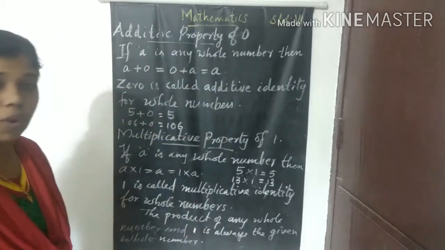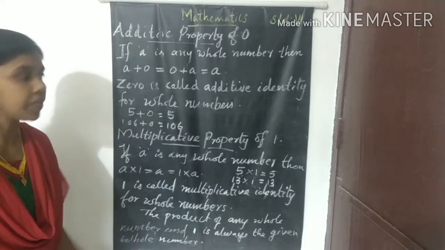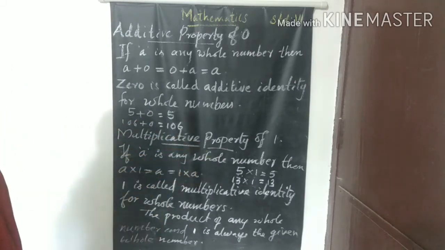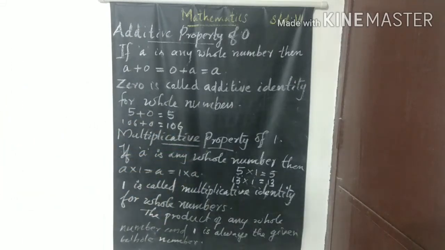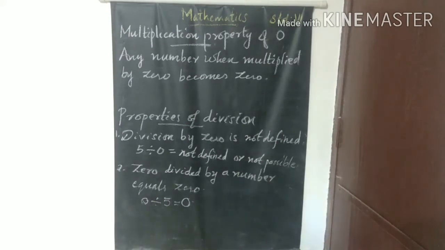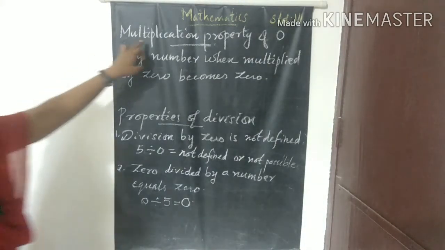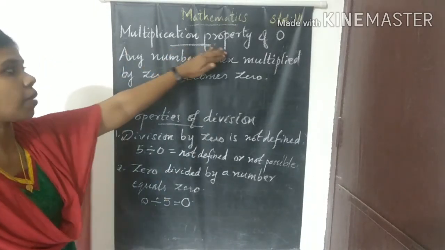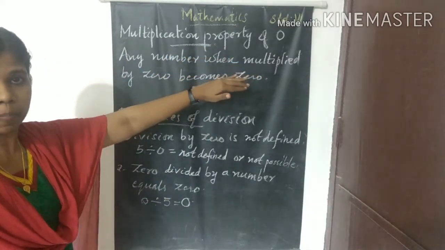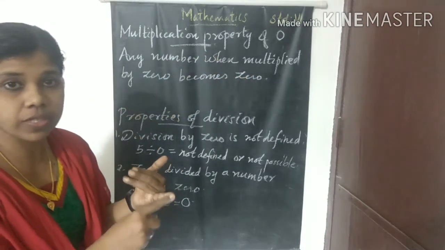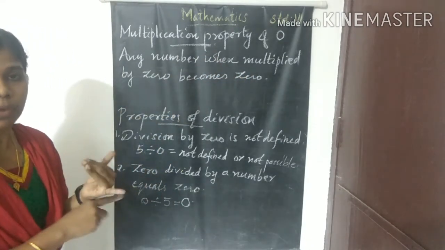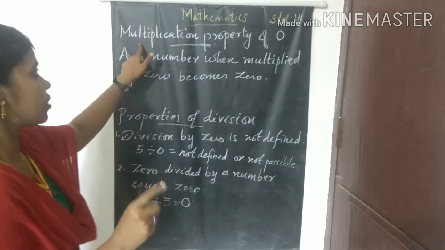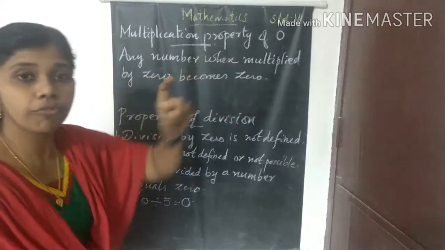All of you clear on these two properties? Is it clear? You can try with any two examples also. Okay. The next property is the multiplication property of 0. Today we studied first the addition property of 0, then the multiplication property of 1, and now the multiplication property of 0.